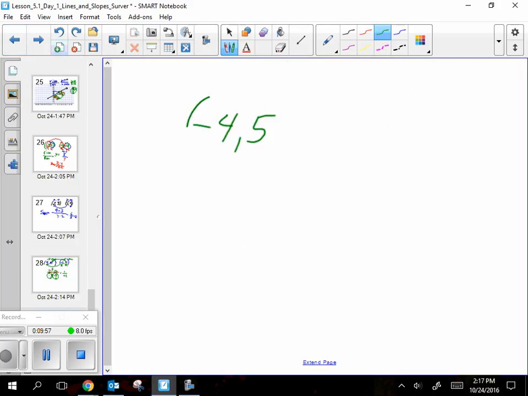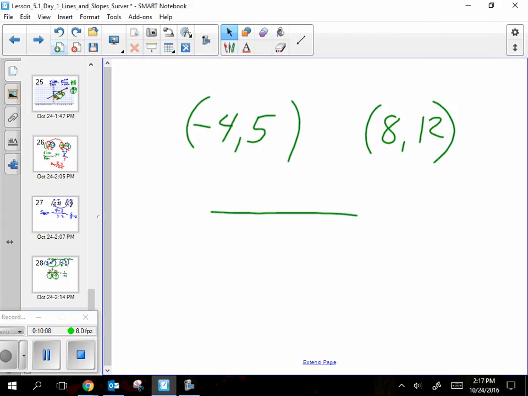Negative 4, 5, goes with 8, comma 12. See if you can handle the rise over the run. The rise over the run. It's the y's over the x's. There's always a minus in there too. I'll pause for a second while you give that a go.